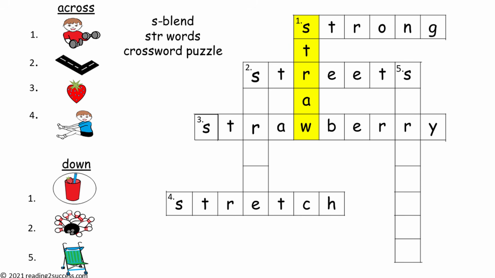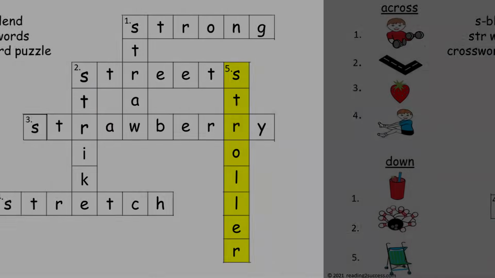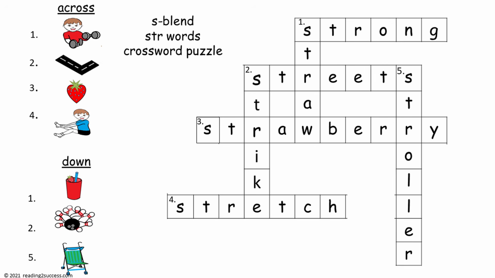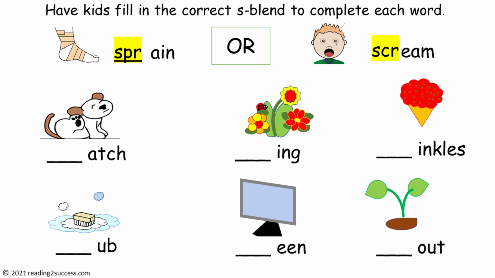Next is one down, and it is straw. Two down is strike. And five down is stroller. And now we have a completed crossword puzzle. Our next two S-blends that have three letters are SPR, as in sprain, and SCR, as in scream.